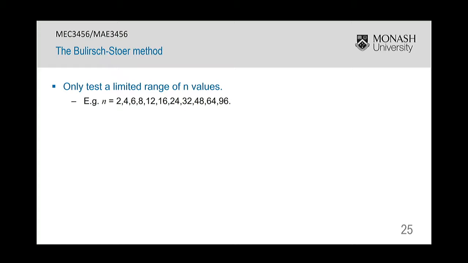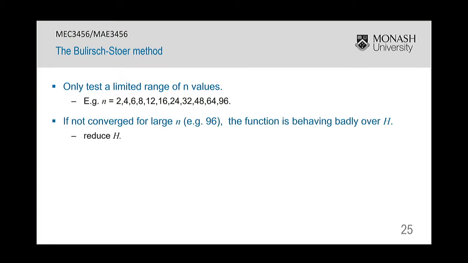Of course, there's a whole bunch of other things that one needs to take into consideration. The first of these is that we only want to test a limited range of n values. We don't want to do everything. So for example, we might start with 2, then go to 4, 6, 8, 12, etc. If our solution hasn't converged, in other words, if the error is still too big when we're getting up to quite a high value of n, for example, n equals 96, then it's likely that the function is behaving badly over our macro step. So we need to reduce that.